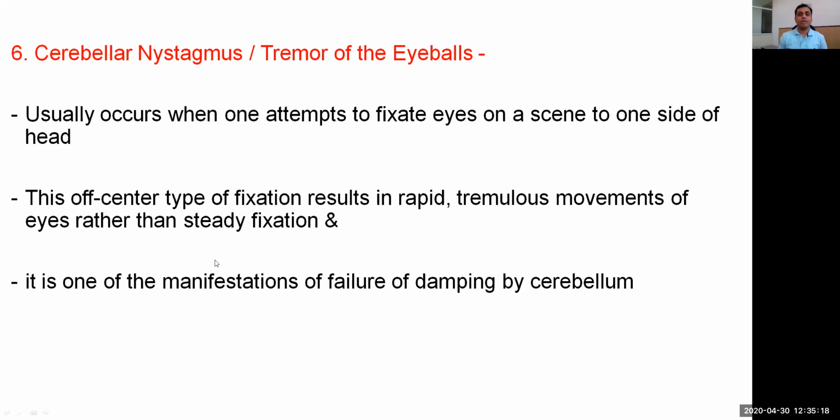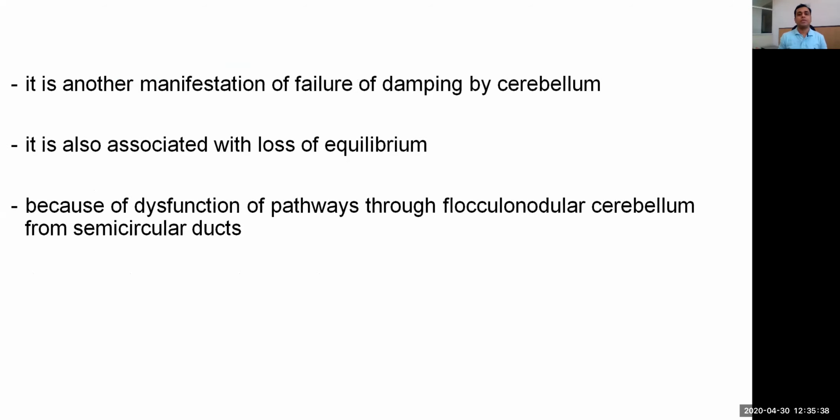Cerebellar nystagmus, or tremor of the eyeball. It usually occurs when one attempts to fixate the eyes on a scene to one side of the head. This off-center type of fixation results in rapid, tremulous movements of the eyes rather than steady fixation. It is another manifestation of failure of damping by the cerebellum. It is also associated with loss of equilibrium because of dysfunction of the pathways through the flocculonodular lobe of the cerebellum from the semicircular canals.